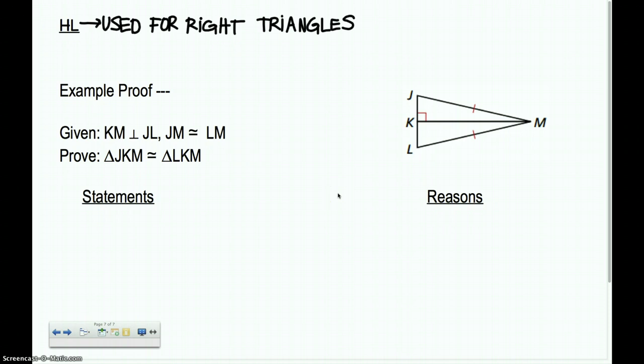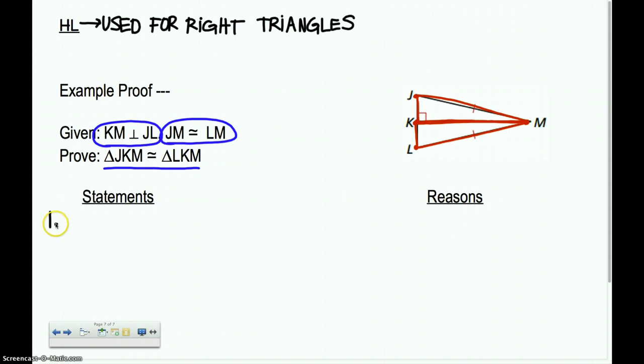In this proof, we have some triangles we're going to prove congruent, like always. KM is perpendicular to JL. Love it. JM is congruent to LM. And we are supposed to show that JKM is congruent to LKM. That's the goal. We're going to try and use HL to make it happen.